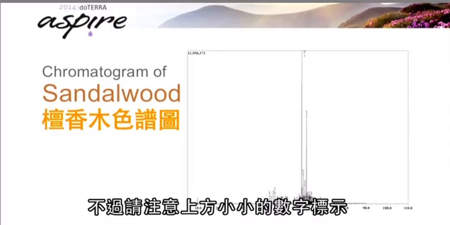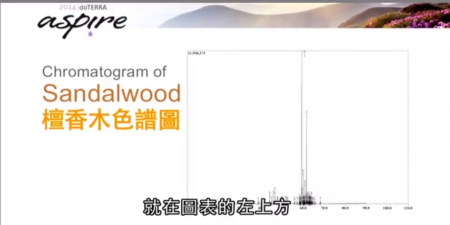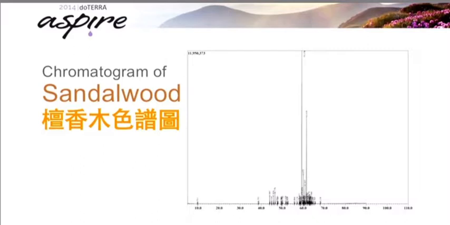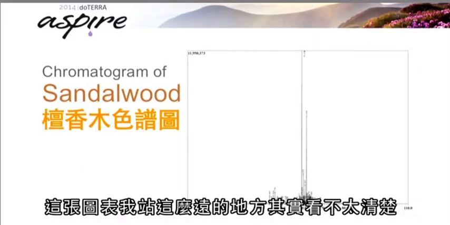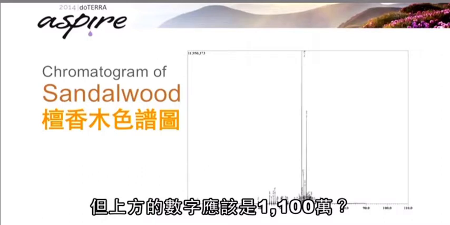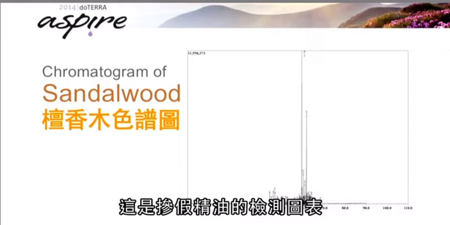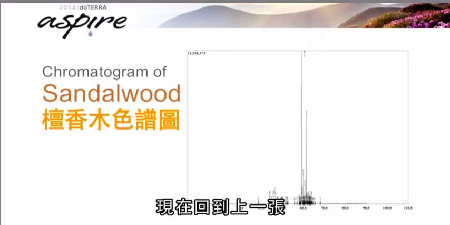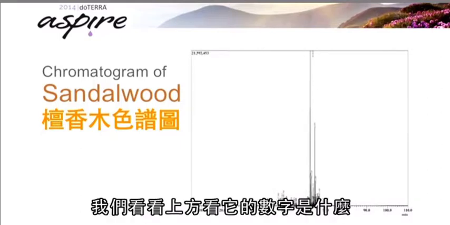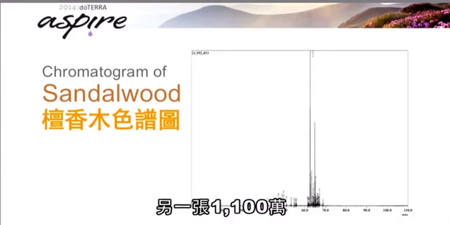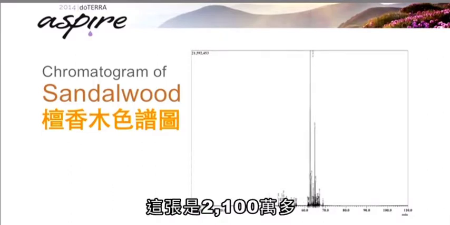But pay attention to the little number that's up in the left-hand corner of that chromatogram. I don't know if you can see it. If the little number up in the corner is 11,000, is that right? Okay. That is the adulterated sample. Now go back one. Now look up in the corner and look at that number. And you should see 21 million, sorry. The other one was 11 million. This is 21 million and change.